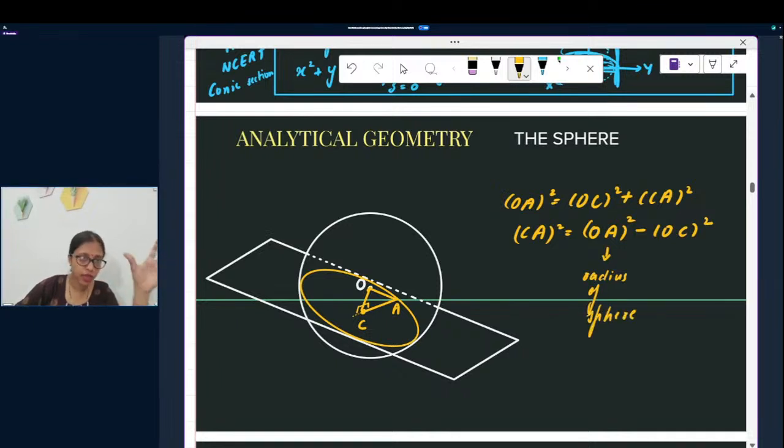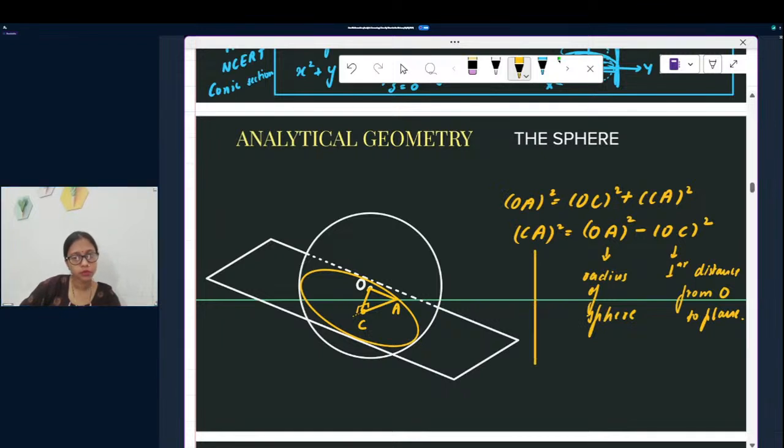Considering the fact that I have taken a fixed sphere, fixed plane, and everything is fixed here, nothing is moving. So I have OA as a fixed number. That's the radius of the sphere, right? What is OC? Because O is the center of the sphere, that is fixed, and the plane is fixed. So OC is also a fixed number, which is the perpendicular distance from O to the plane. O is the center of the sphere. So that means I have two fixed constants. This is constant, this is constant.